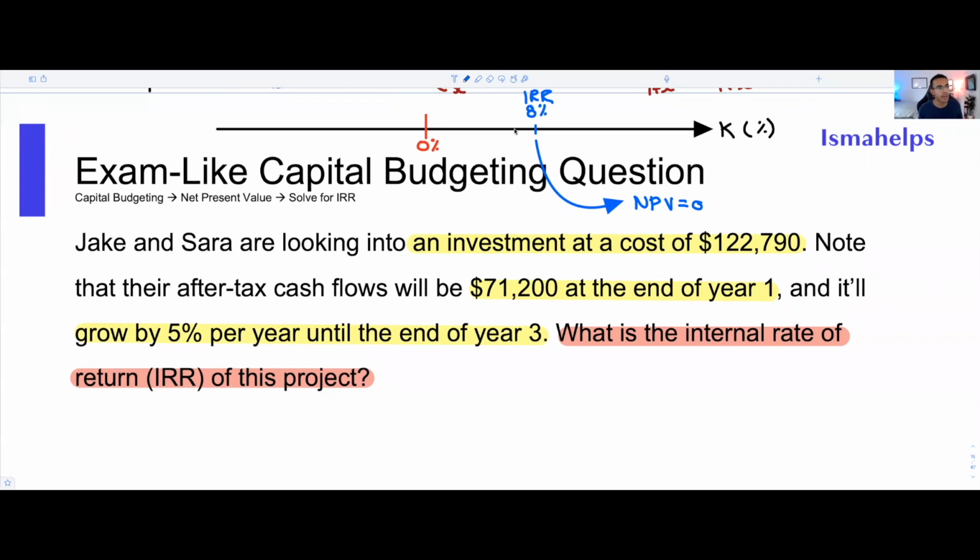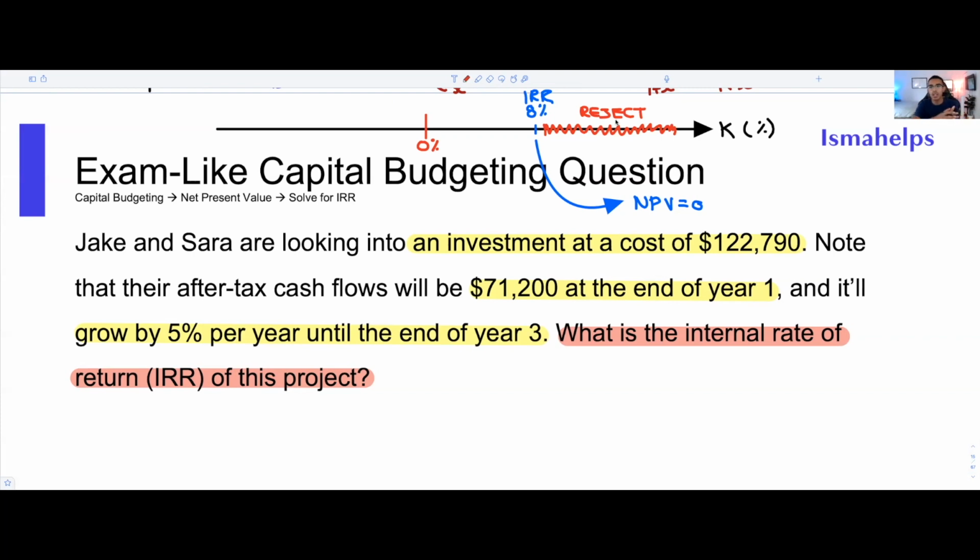And the reason why this matters is that any K above your IRR, any discount rate that the firm has that is above the IRR, is going to be a problem. This means that the company or the person or the investor has a discount rate that is higher than the internal rate of return of the project. This means that we have a reject decision because their discount rate is higher. They want a higher return than the point of indifference of this project.